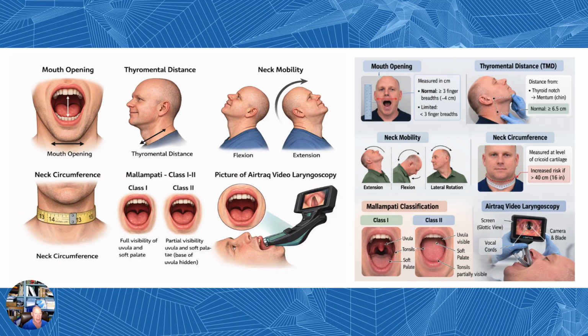And then we're looking at what's called Mallampati classifications. Class 1 is when you can see the uvula and all the way back to the larynx. Class 2 is when you see half the larynx and part of the vocal cords.